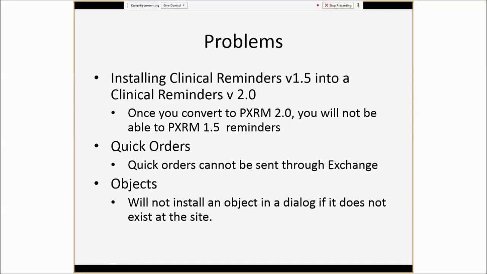There are some problems doing the Exchange. One of the problems is that once you convert to 2.0, you can no longer import any reminders 1.5. Quick orders cannot be sent through the Exchange, so you will not be able to import any quick orders created at a local site. Objects are another problem. You cannot install an object in a dialog if it does not already exist at your site. So the best thing to do is to look at the reminder before you install, to look for any potential setups that you need to do ahead of time.